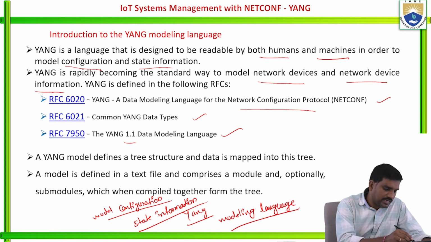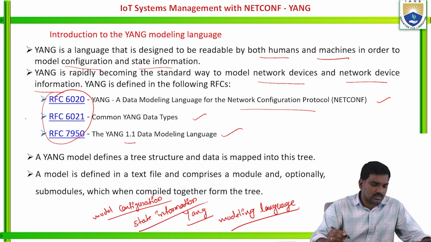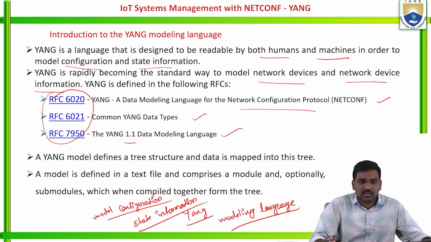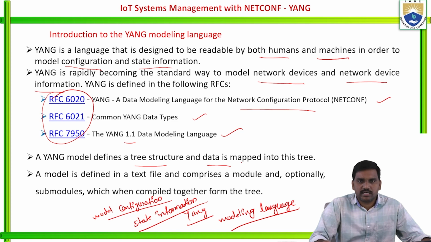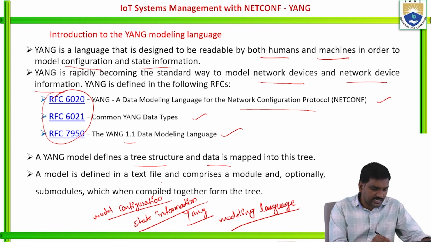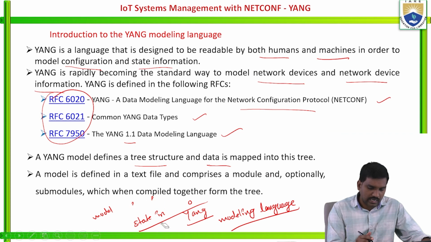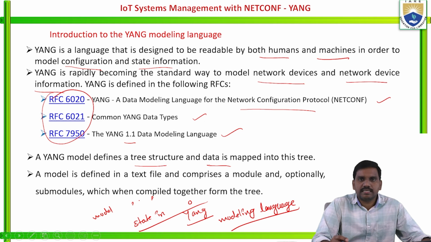So these are the main things used to define YANG as a modeling language. It depends on RFC 6020, RFC 6021, and RFC 7950. YANG is a model that defines a tree structure, and data is mapped into this tree. A model is defined in a file. It comprises a module and optionally submodules, which when compiled together form the tree model.